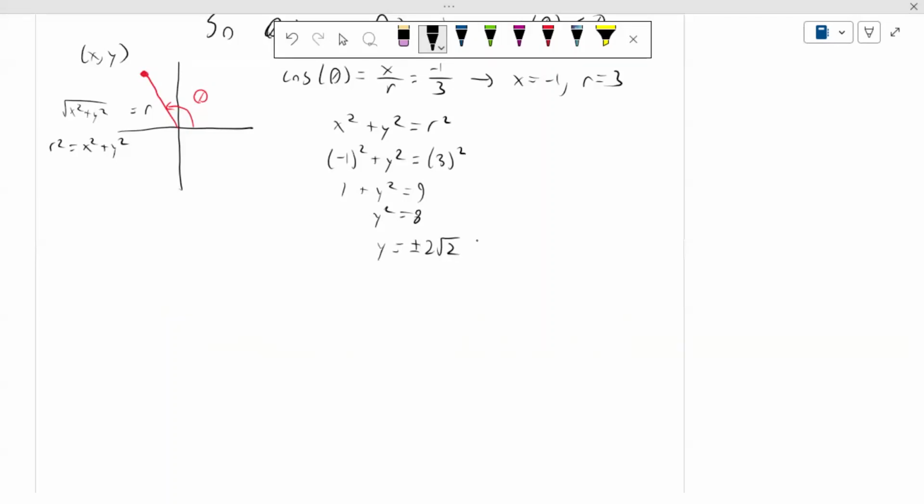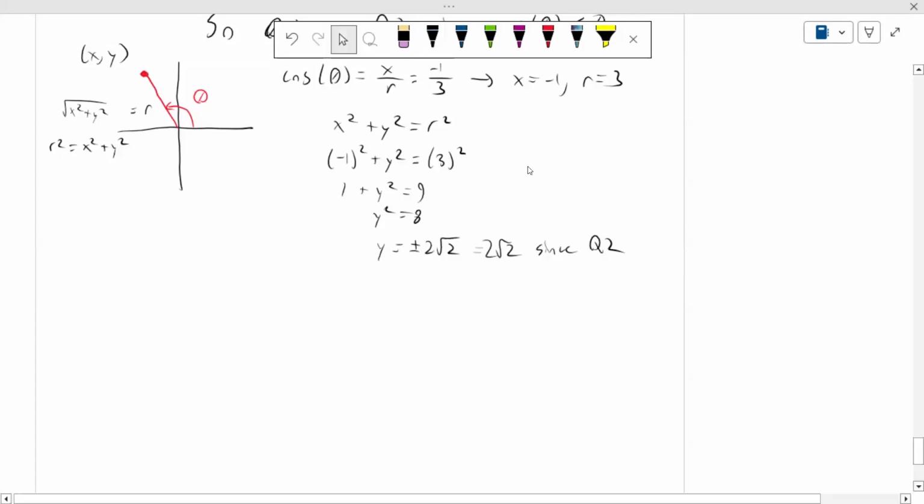Since we're in quadrant 2, y should be positive, so this will be positive 2 square root of 2. Okay, so now we have our x and our y and our r. Any questions on that so far?